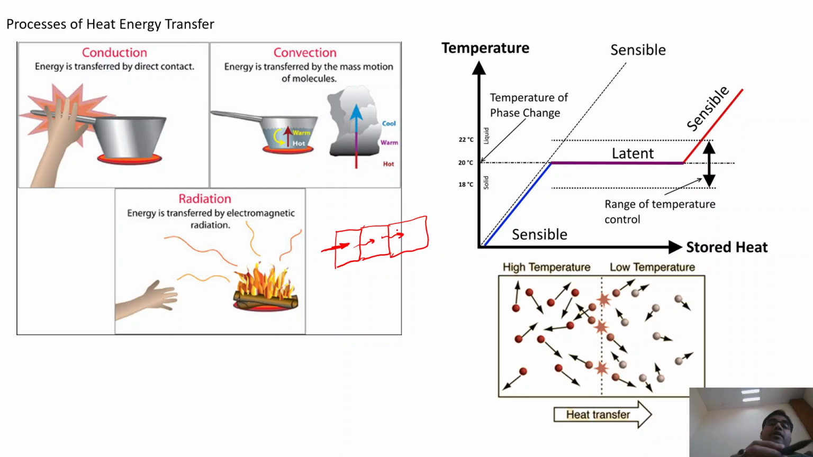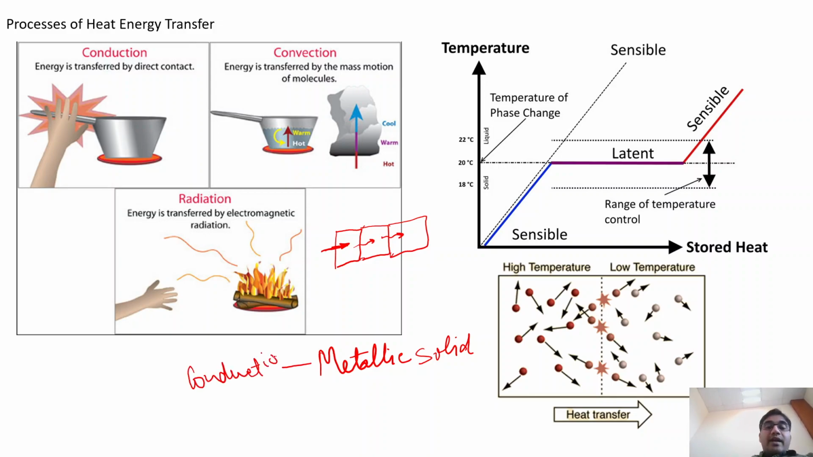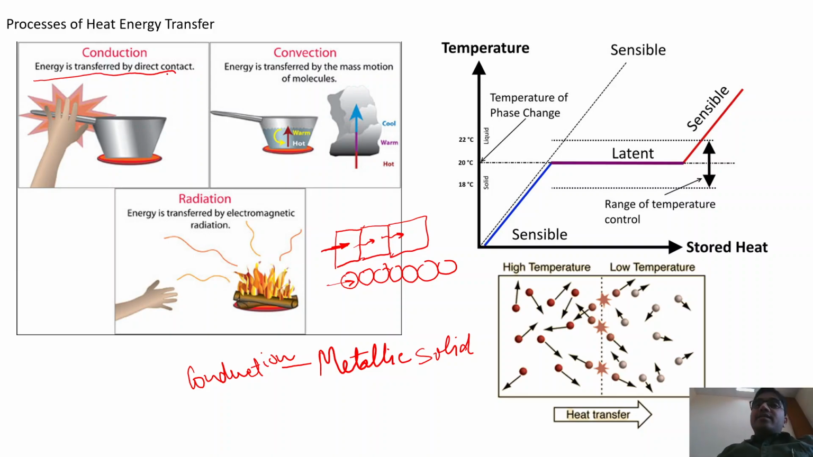This is the mode of heat transfer mainly in metallic solids. Metallic solids transfer heat through conduction. That is why we say metals conduct heat. While the conduction is going on, these molecules are in contact with each other. If the first molecule gets energy, it will keep on transferring its energy to the other molecule which is in direct contact. That is why I say energy is transferred by direct contact, that is conduction. Conduction also occurs through molecular movement, but the molecules have to be in contact.